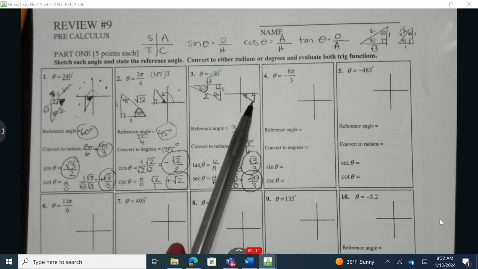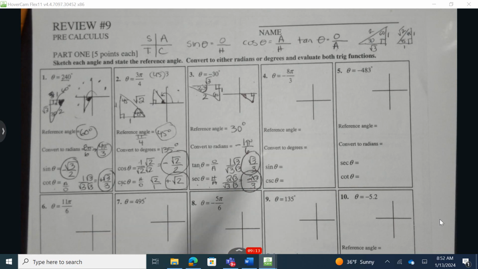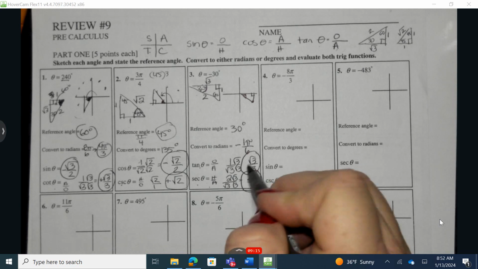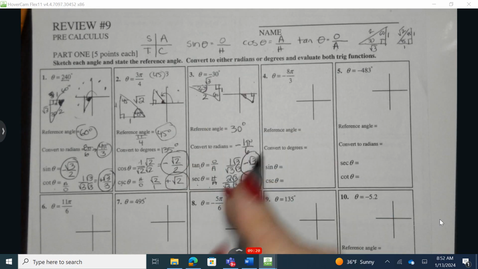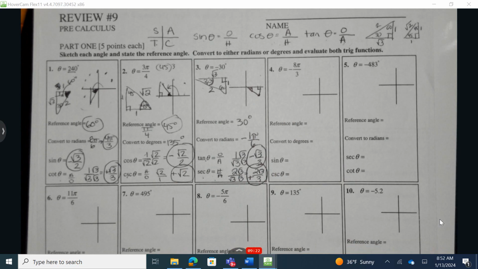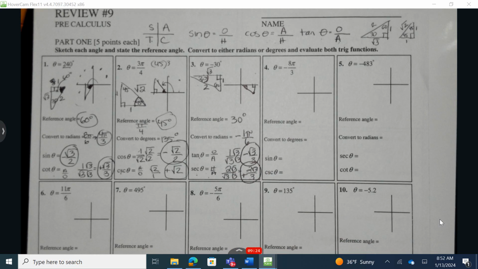Let's go back and look. This landed in quadrant 4. In quadrant 4, only cosine is positive. So tangent is negative, but secant is the reciprocal of cosine. It remains positive.